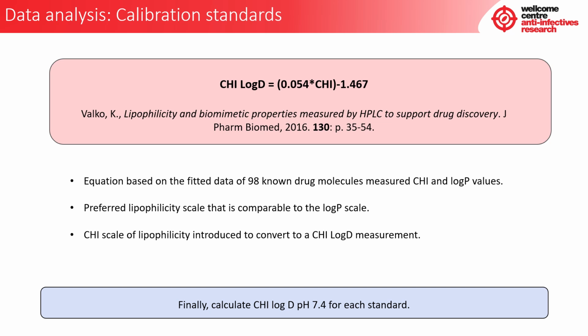Many structure lipophilicity relationships have been computed for in silico prediction of partition coefficient, also known as log P. Hence, medicinal chemists prefer a lipophilicity scale that is comparable to the log P scale. Therefore, the chi-scale of lipophilicity has been introduced to convert to a chi log D measurement, which we are going to use to calculate chi log D at pH 7.4 for each standard.